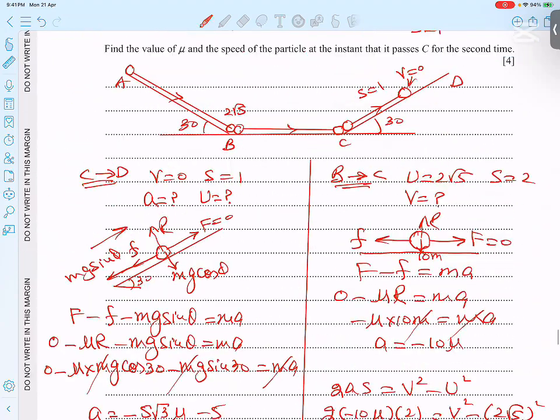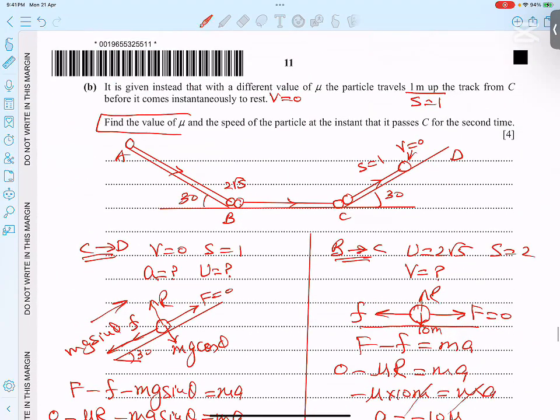But the question is not over. He said, find the mu value. I have done it. Now he's asking that the particle goes up and stops at the peak, and then it comes down and reaches C once again, the second time. So he's asking, find the speed at C the second time. So now it reaches the top and is coming downwards. Naturally, it will travel the same distance of 1 meter. It will start motion with u 0, and the rest we'll see how we can do.